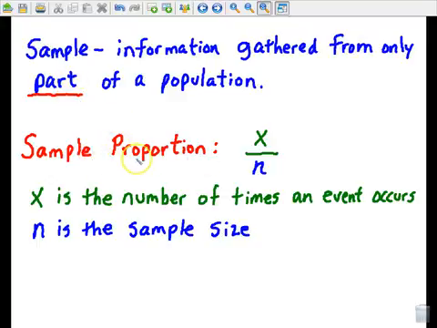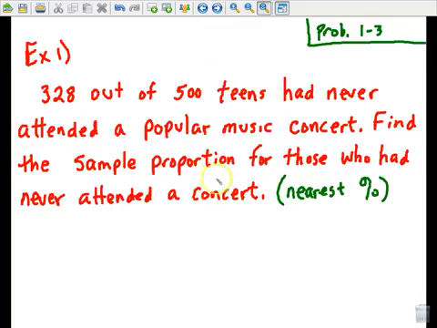The first formula that I want to introduce to you, which you will use on the first 3 homework problems, is a very simple one. How do we get the sample proportion? What percentage of our population will the sample represent? It's pretty simple. The number of times an event occurs will be the numerator, and I'll describe that more on the next slide. Then the denominator will be the sample size. You'll see in just a minute, this is going to be a pretty easy calculation.